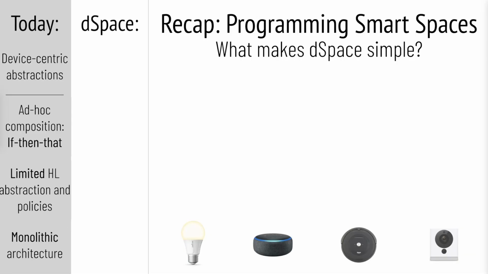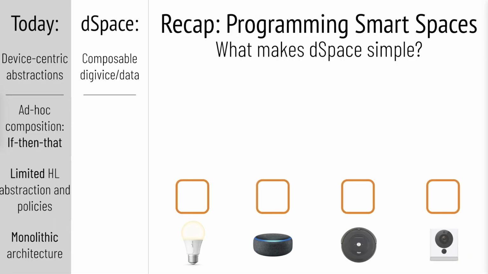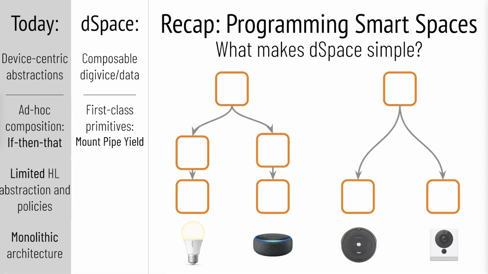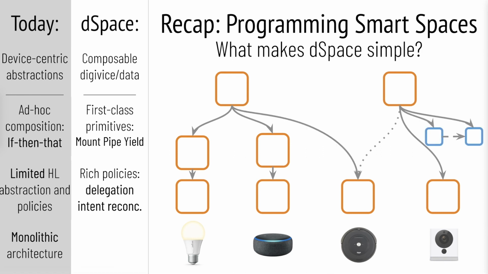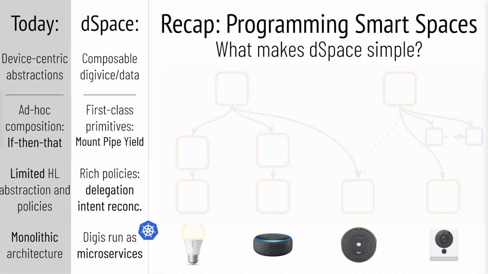So to recap our design, departing from device-centric abstractions, dSpace provides a small set of abstractions, including modular building blocks, device, and digidata, that can be composed with primitives mount, pipe, and yield. And one can customize them through a rich choice of policies to achieve scenarios such as mobility and delegation. Further, dSpace runs devices and digidata in a microservice architecture, and it does so by extending the Kubernetes control plane. Let's see how this is done briefly.